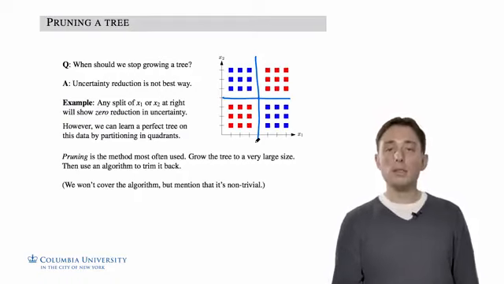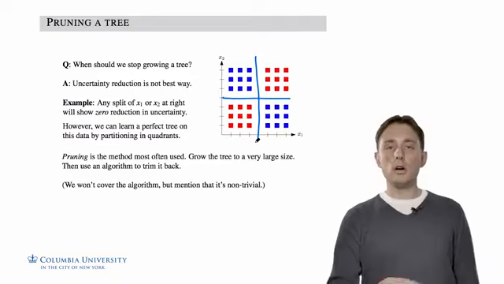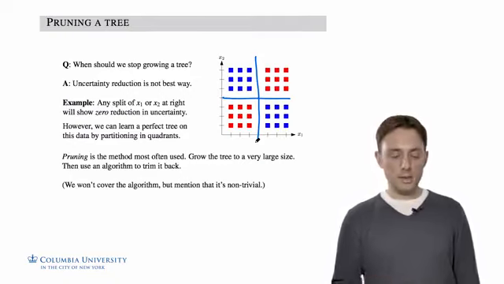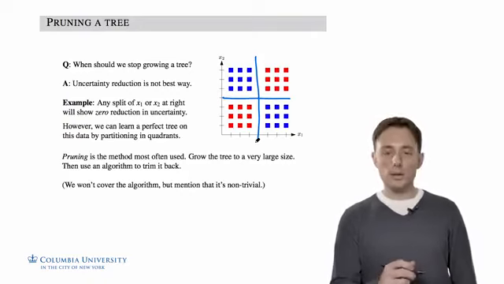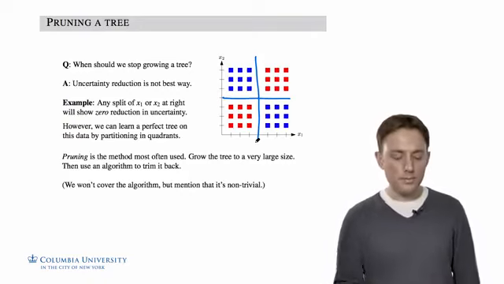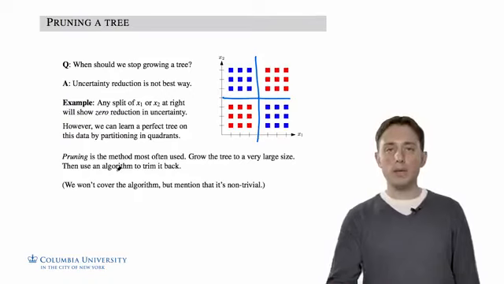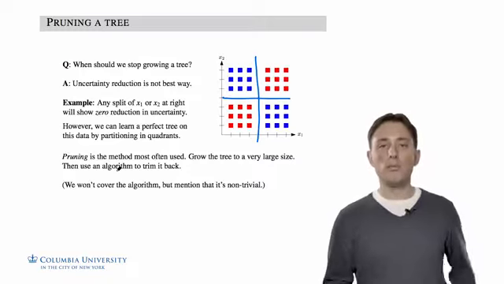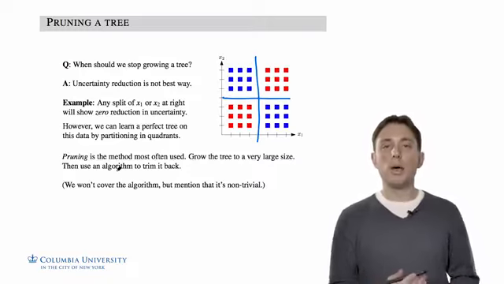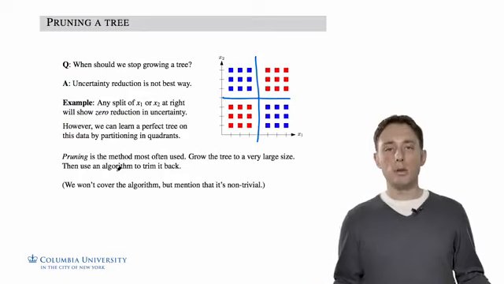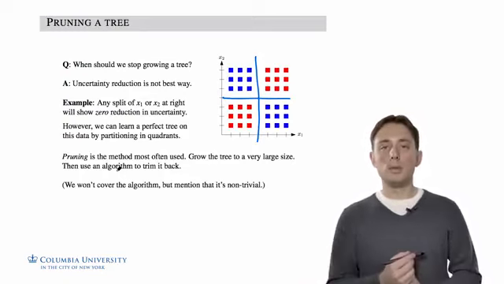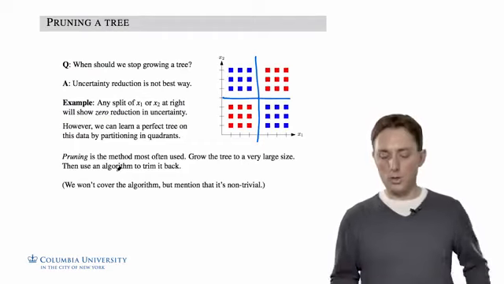In practice, what is done is that the trees are overgrown, so we make many more splits than are possibly necessary to get many, many regions, and then we prune the trees back using an algorithm. This algorithm is not something that we're going to discuss in this course. It's not a trivial algorithm, but that's what's done in practice. We grow out the tree much bigger than we need it to be, and then we run an algorithm to prune back some of the branches in order to get a good tree.